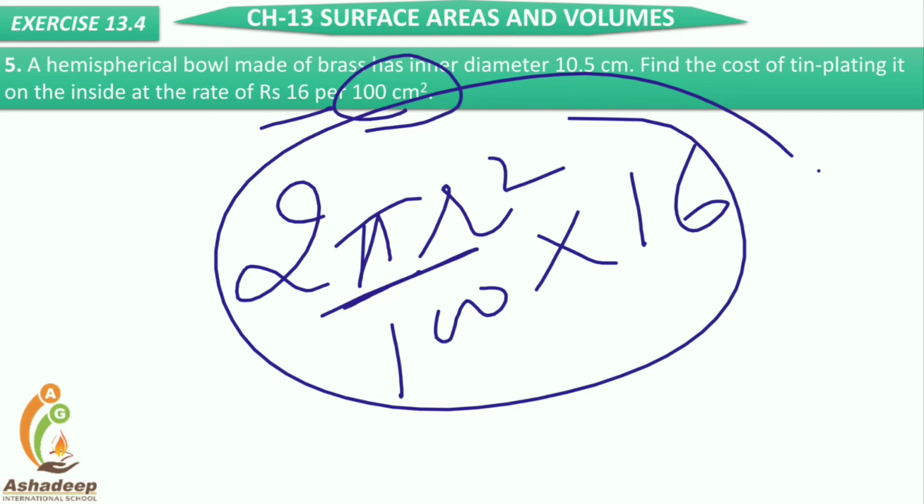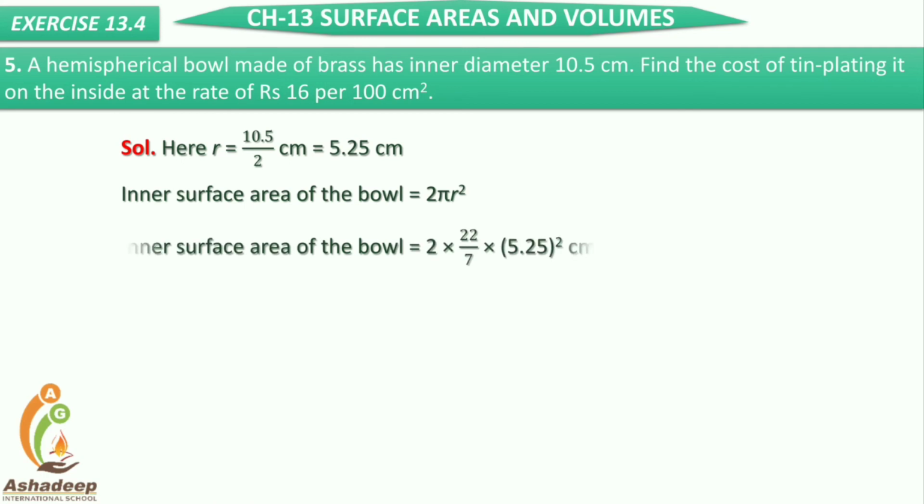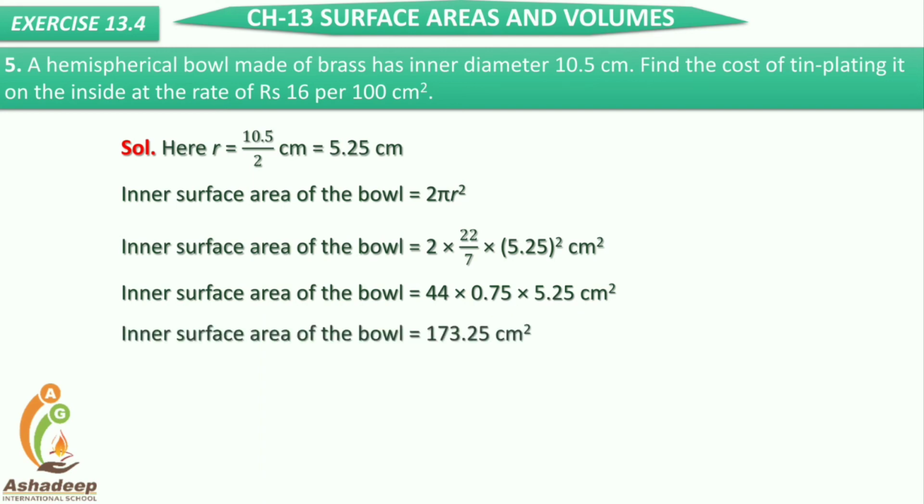This is your final answer. Within a step you can write down the answer if this kind of a sum is asked in the MCQs. But here we see the step by step. So first of all we find out the area, and the area of the inner surface is this. Then we have the inner curved surface area is 173.25 centimeter square.